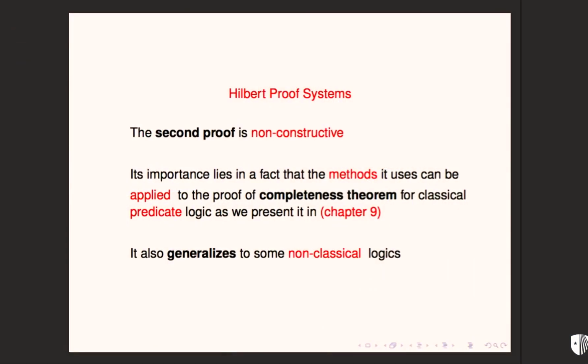The importance of the second proof lies in the fact that the methods it uses can be applied to the proof of the completeness theorem for classical predicate logic, which is presented in chapter 9, and it also generalizes in complex ways, or less complex ways, to some non-classical logics. So this is a much more powerful technique than the technique used for proof 1, which is really only for classical propositional logic.